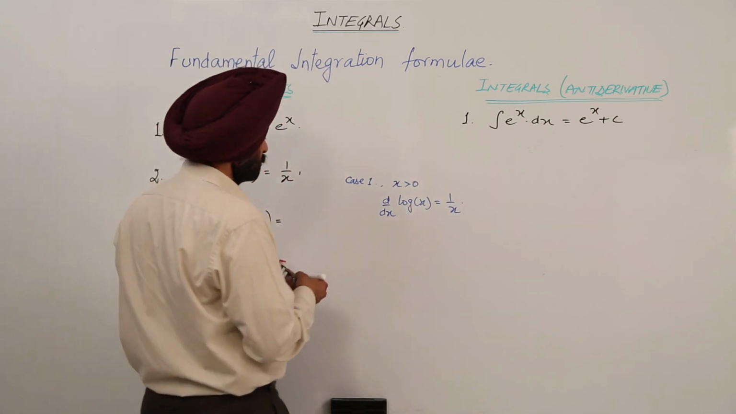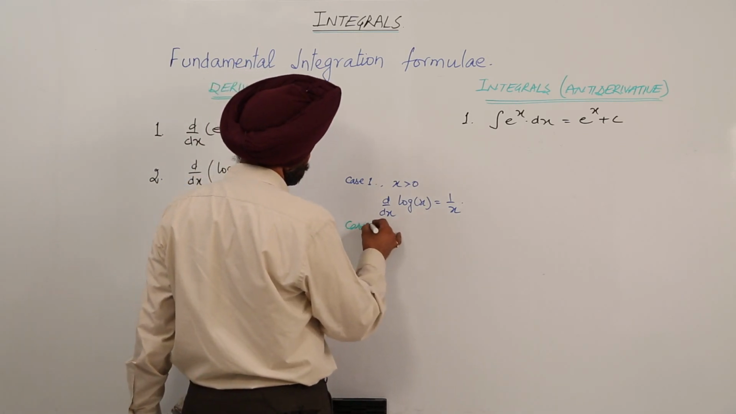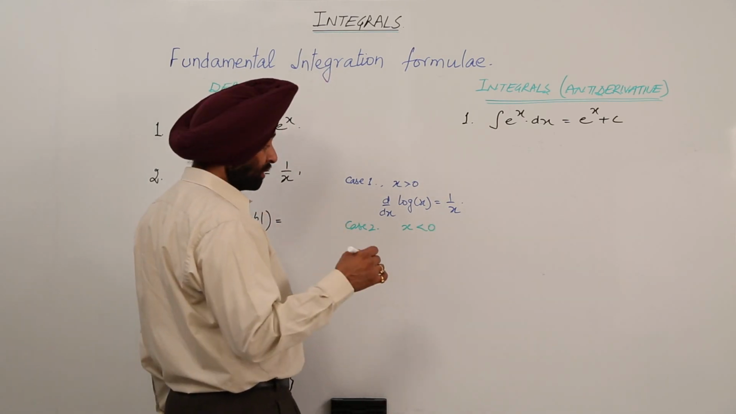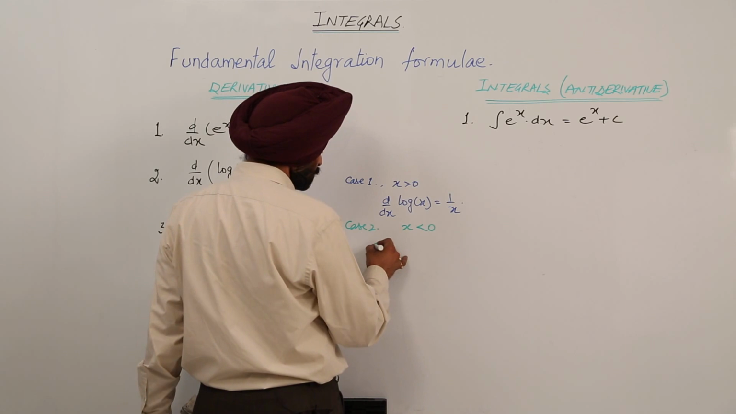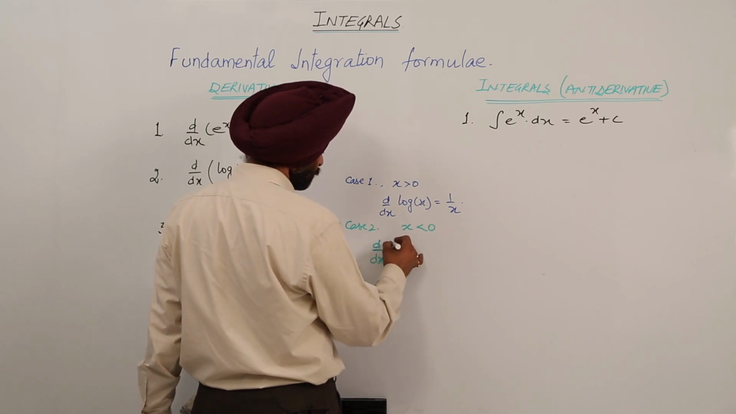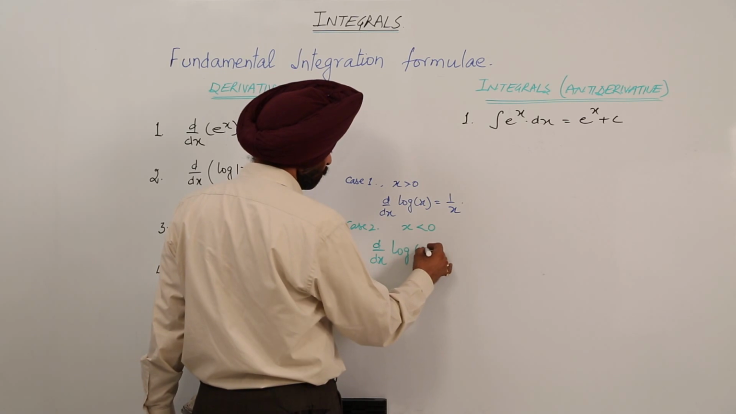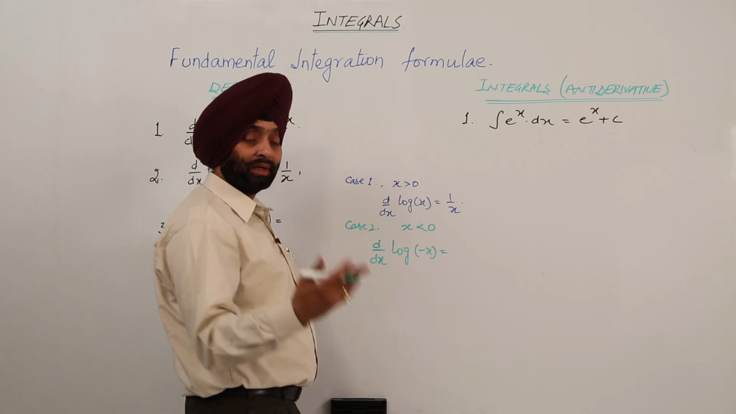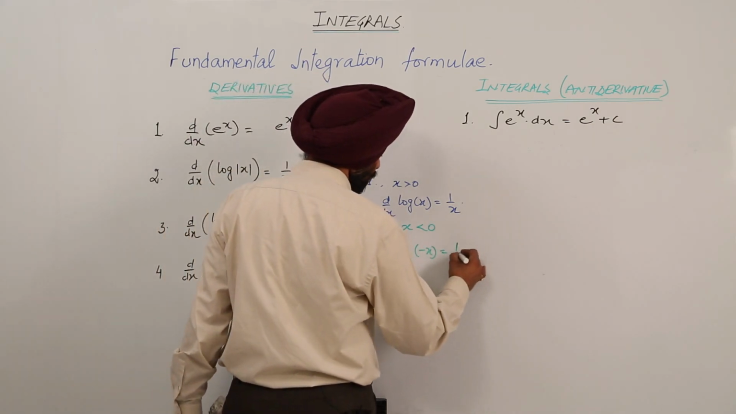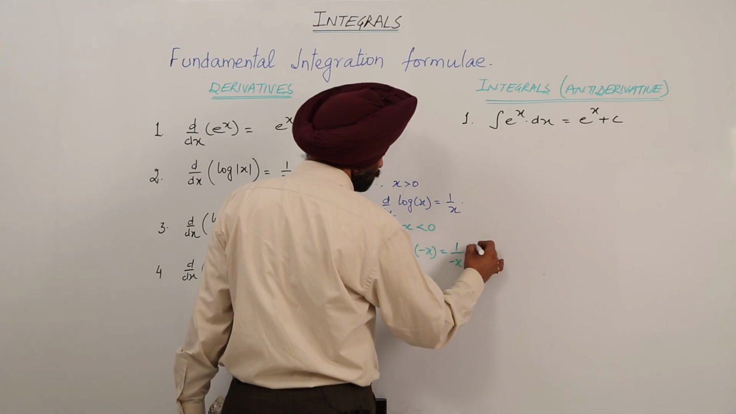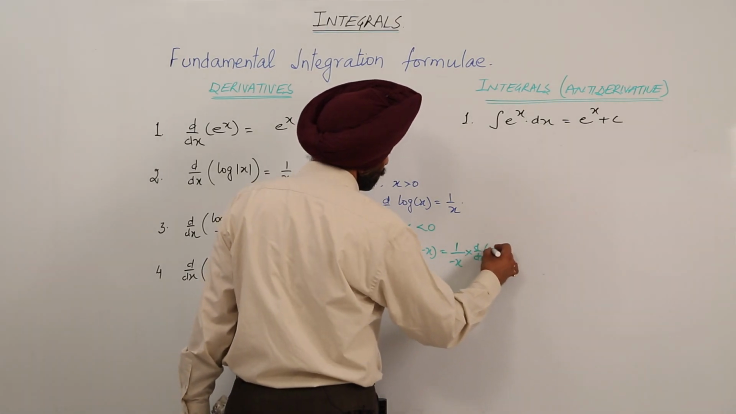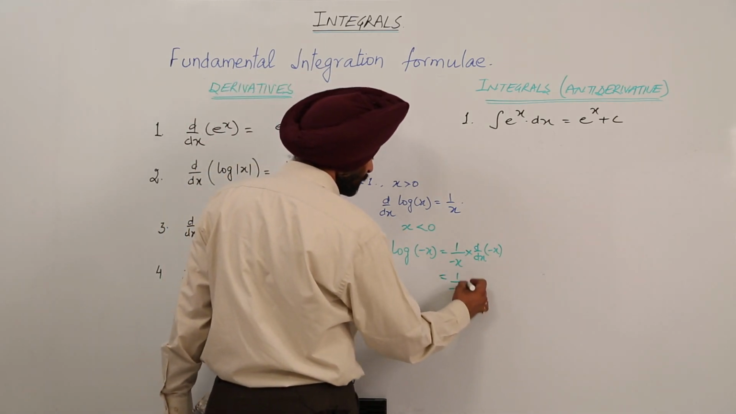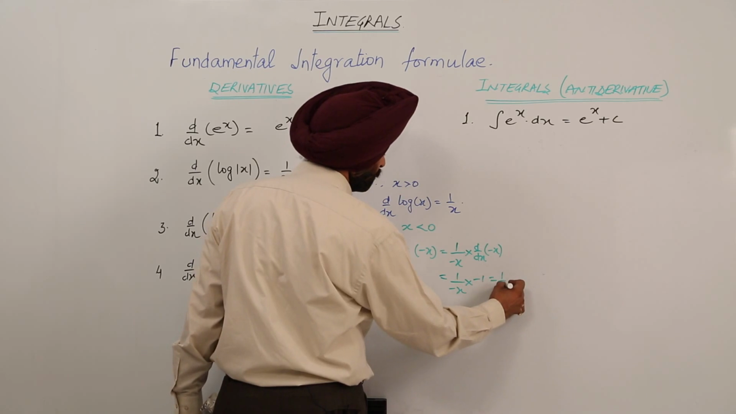Case 2, when x is less than 0. Now we have already gone through the algebraic formulas. So now d by dx of log minus x, that is log u, 1 upon u, derivative of u. So it will become 1 upon minus x into d by dx of minus x. So what we are having? 1 upon minus x into minus 1, that is again 1 upon x.